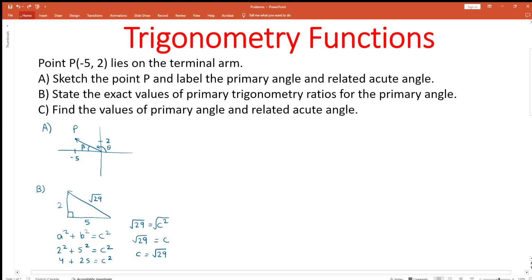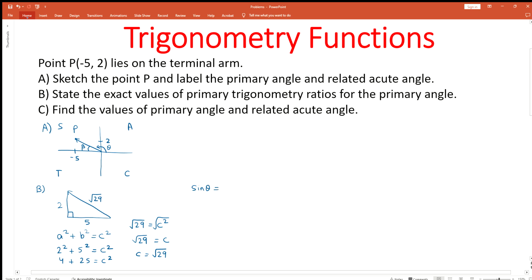We have to find the exact values of primary trigonometry ratios, which are sine, cos, and tan. As per the CAST rule or the ASTC rule, sine is positive in quadrant 2 and cos and tan are negative in quadrant 2. We can use SOHCAHTOA to find the values of primary trigonometry ratios because the triangle is a right angle triangle. Let's start with the sine ratio.